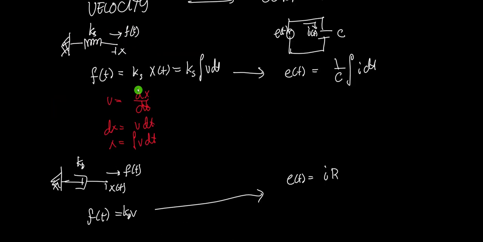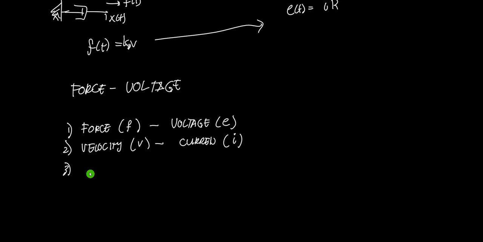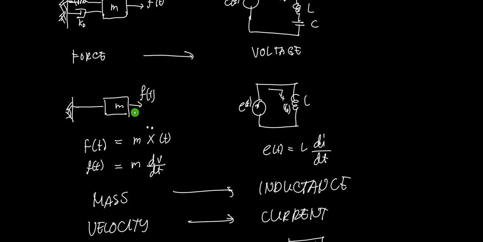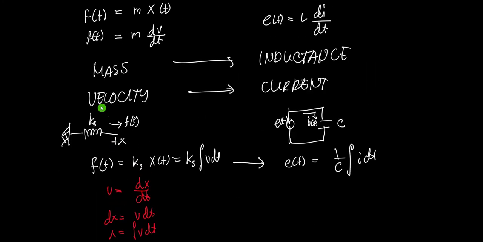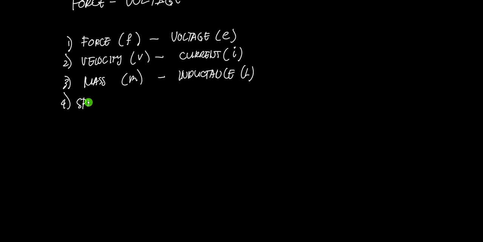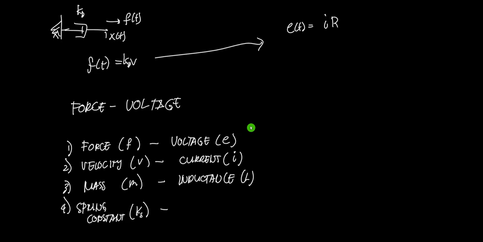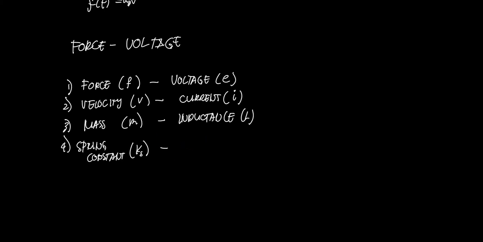Then for the other components, we have the mass. Number 3, the mass M is equivalent to the inductance L. Then for the spring constant, Ks, the spring constant is equivalent to 1 over C, the inverse of the capacitance, and that is called the elastance. This is the inverse of the capacitance, 1 over C.